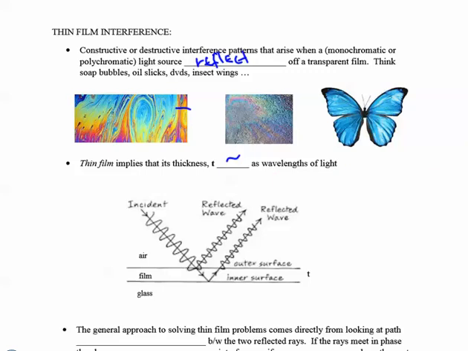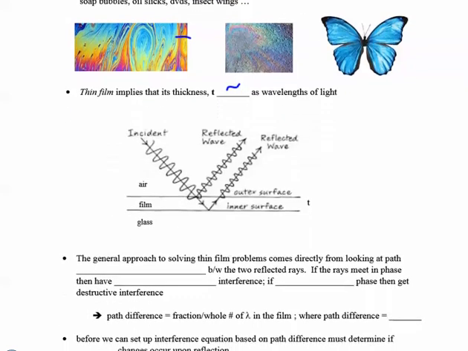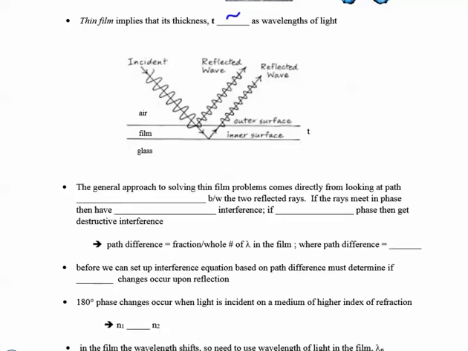Okay, so let's take a look at the general approach, because there's no set equation for this. It's basically just looking at path differences. We've talked about path differences in the past, so we'll do a quick review here. Between the two reflected rays, this ray starts reflecting at the surface. The second ray has to travel a certain distance, which is twice the thickness of the film, and then when it comes back out, it's going to again overlap the initial reflected ray.